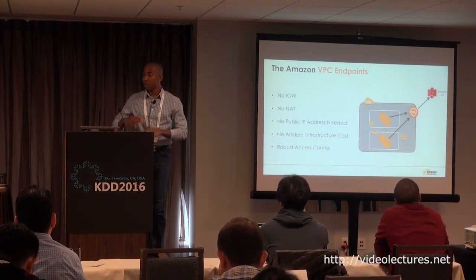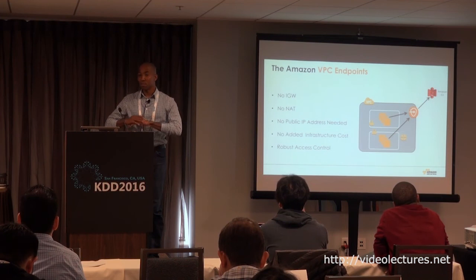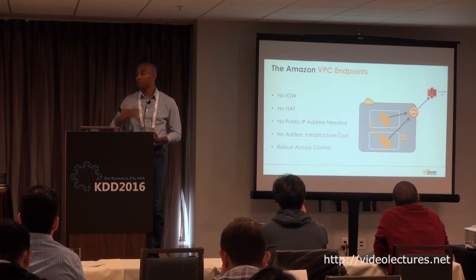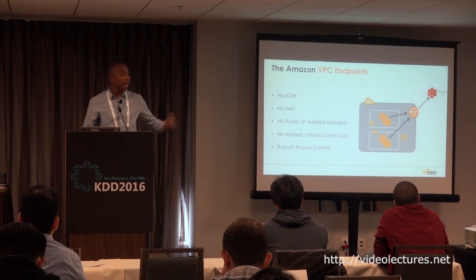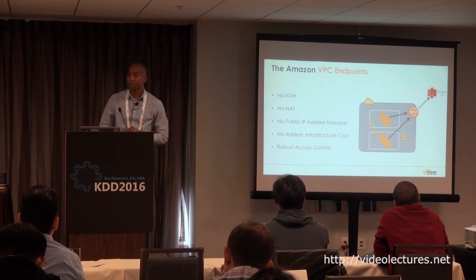And all of this traffic, again, is moving between different services without access from outside. So nobody from outside can actually see that traffic going between your EC2 instances within your VPC and S3 itself.